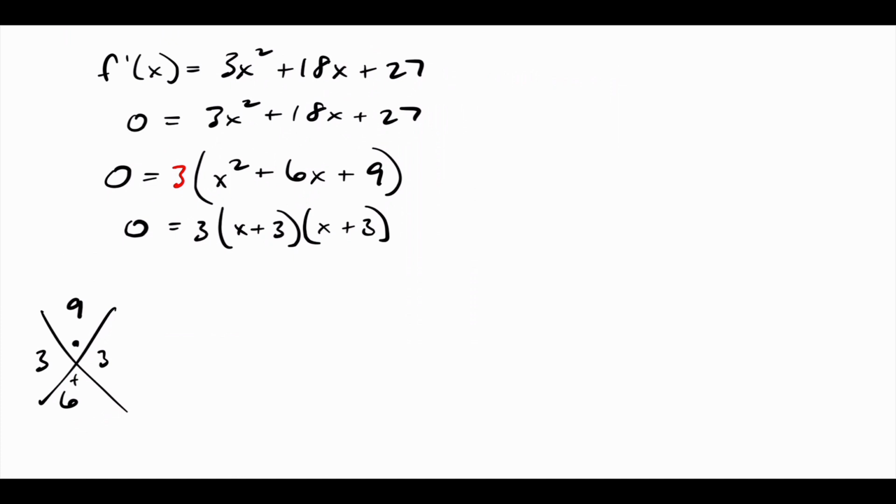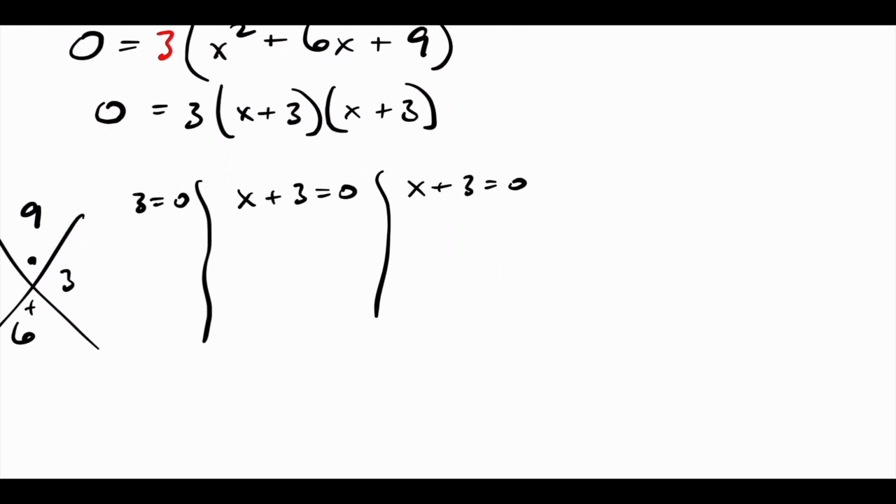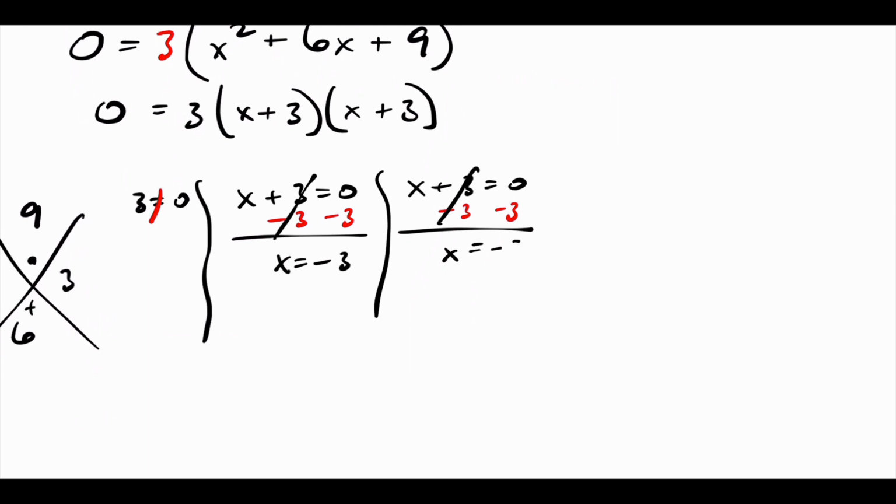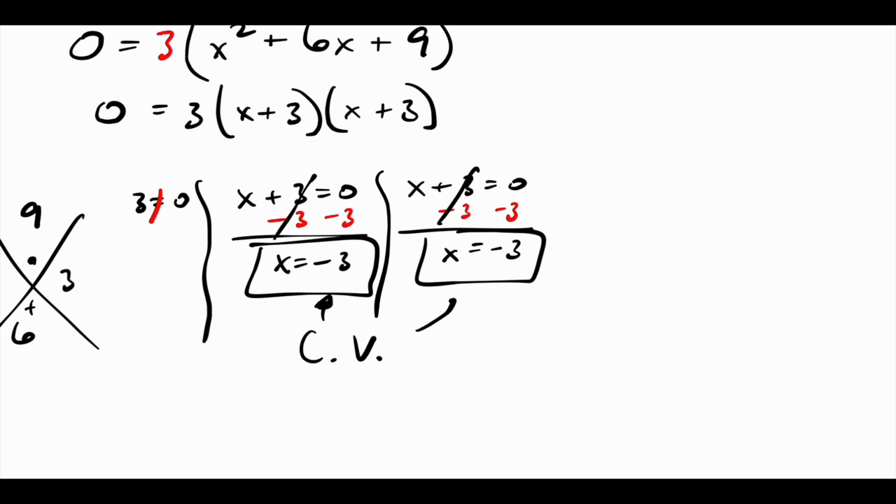Okay, set them all equal to 0. x plus 3 equals 0. x plus 3 equals 0. Set all the factored terms, I should say, equal to 0. Well, 3 can't be 0, so that's not going to give us an answer. And then subtract 3 from both sides. We're going to get the same answer twice. A repeated answer, a repeated root. So we get one critical value, just repeated twice.